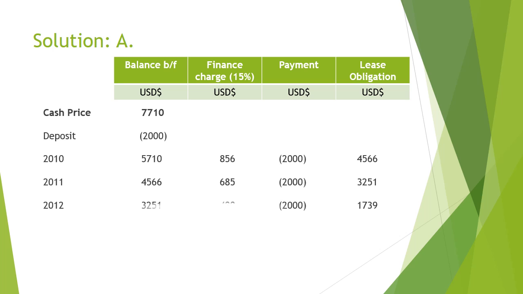2011. Now in the year 2012, the 3,251 balance which we are left to pay earns an interest of 488. So after we make a payment of $2,000, we'll be left with 1,739 to pay as at the end of 2012. Now this $1,739 in the beginning of 2013 earns a finance charge of $261. So after we make a payment of $2,000, we'll be left with nothing else to pay.